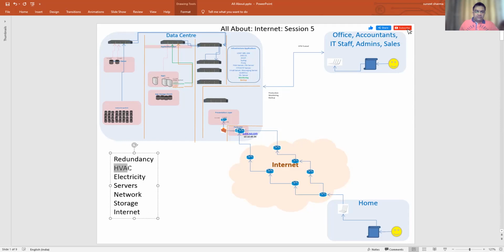Now, the ventilation or air conditioner systems: how many should there be? They should be 2 plus 1. So 2 is our N, and if this is going to be plus 1, that 1 is going to be the backup. In the next sessions we will understand the calculation of how much cooling capacity is required.